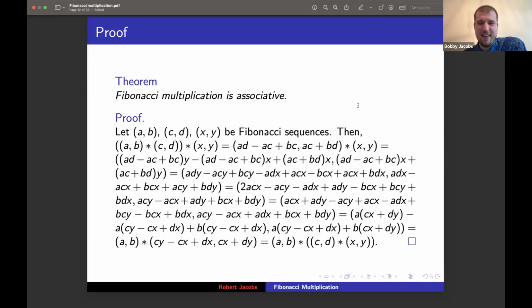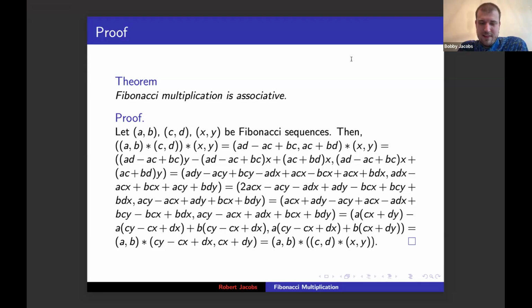So it's basically (AD minus AC plus BC) times Y minus (AD minus AC plus BC) plus (AC plus BD) times X, comma, (AD minus AC plus BC) times X plus (AC plus BD) times Y, which is ADY minus ACY plus BCY minus ADX plus ACX minus BCX plus ACX plus BDX, comma, and so on. I think we all believe the formula, and you don't have to read it all out.